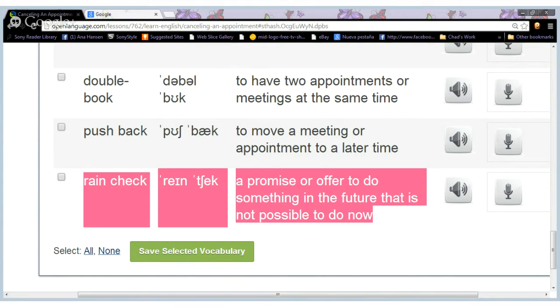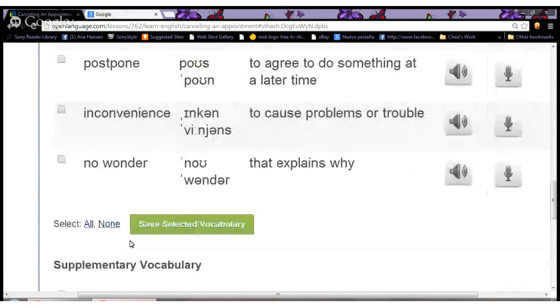Get a rain check. Can I get a rain check? We can also say, can I take a rain check? So we say to get a rain check or to take a rain check. And that means we're going to do it another time. I just can't do it today. Very good. Any questions, you guys, about our vocabulary words?